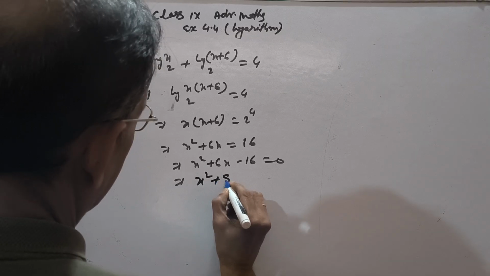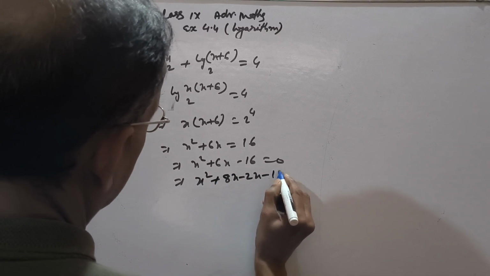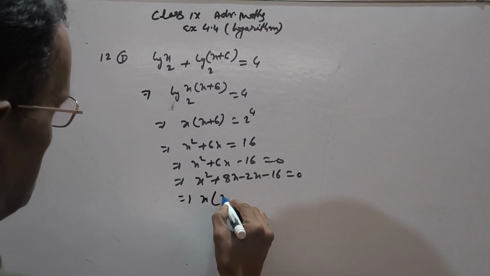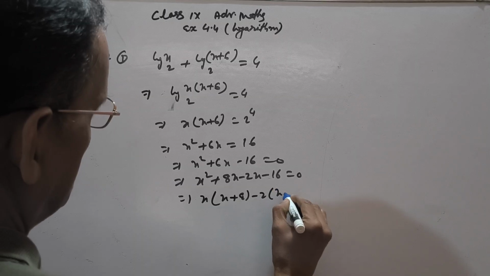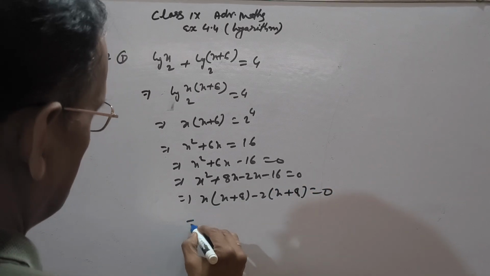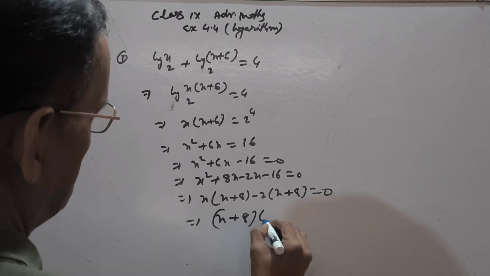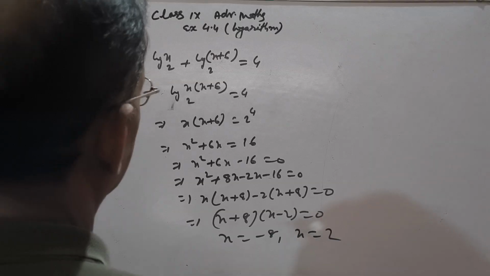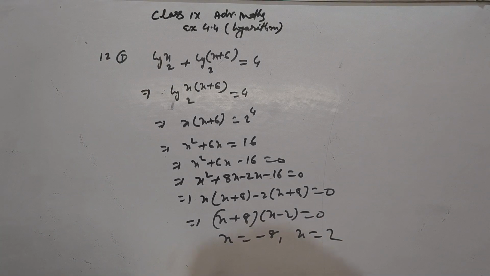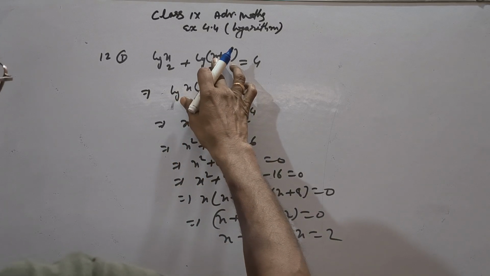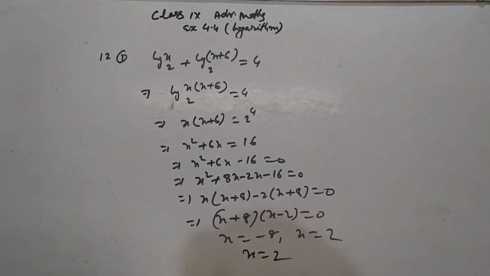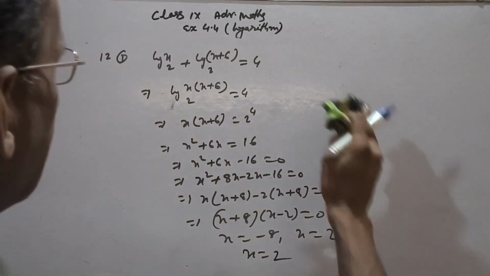First factorize: x square plus 8x minus 2x minus 16 equal to 0. 8 minus 2 is 6. So x common, x plus 8, minus 2 common, x plus 8 equal to 0. So what do we get? x plus 8 into x minus 2 equal to 0. So x equal to minus 8, x equal to 2. x equal to minus 8 will not be applicable here because the term is not defined for negative numbers, so we will get x equal to 2. Okay. Now next sum.